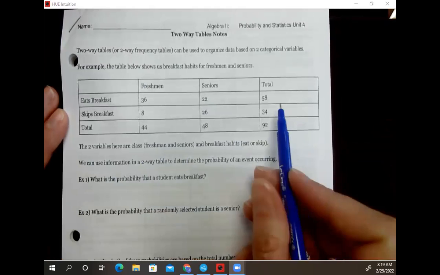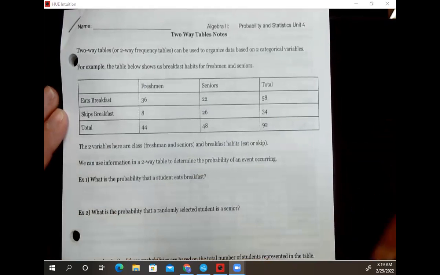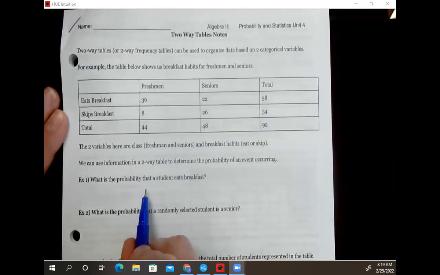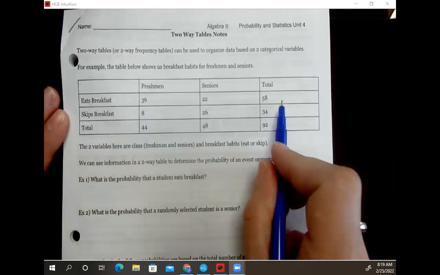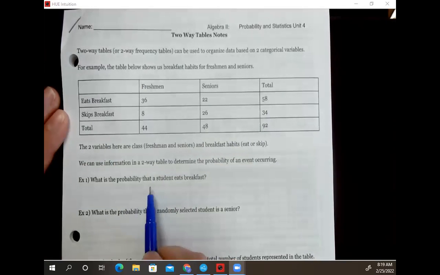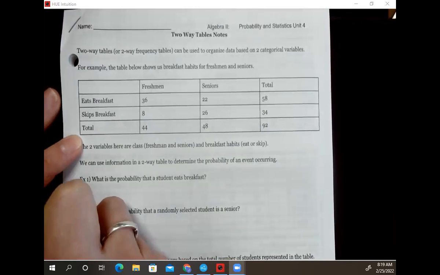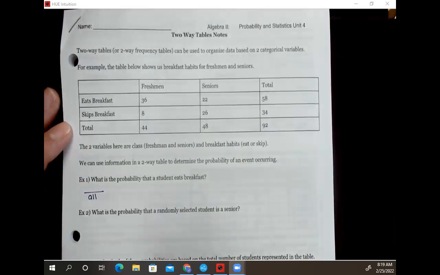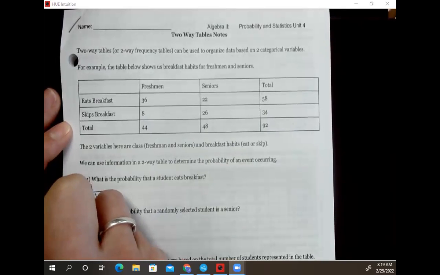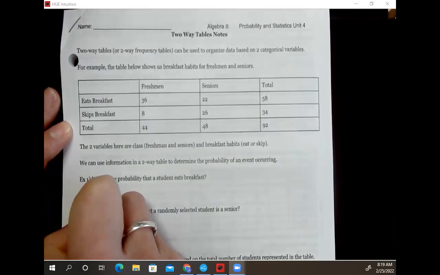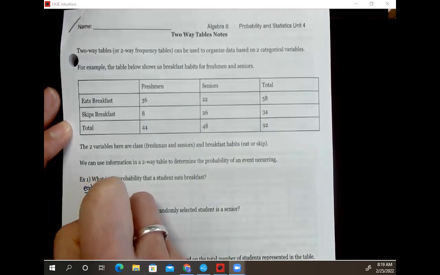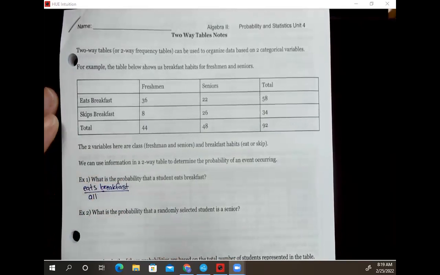So what we're going to do is use the information in our two-way table to determine some probabilities. Example 1 says, what's the probability that a student eats breakfast? So somebody who eats breakfast, and that's all I know. What's the probability that they eat breakfast? So that tells me that since I know no other information, I'm looking at out of everybody, out of all the students, who eats breakfast? What's the probability that if I were to just grab a random student in the hallway that they eat breakfast?